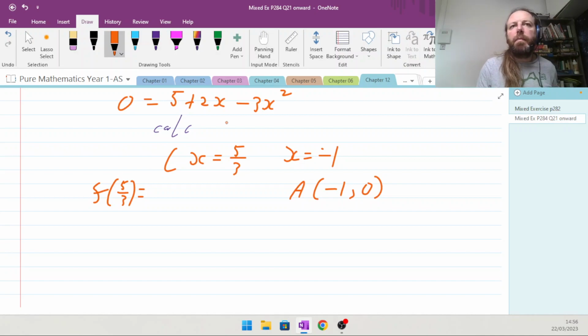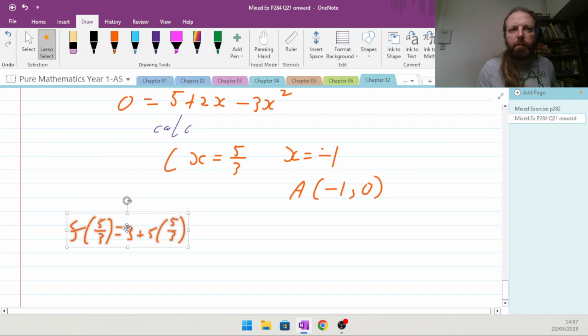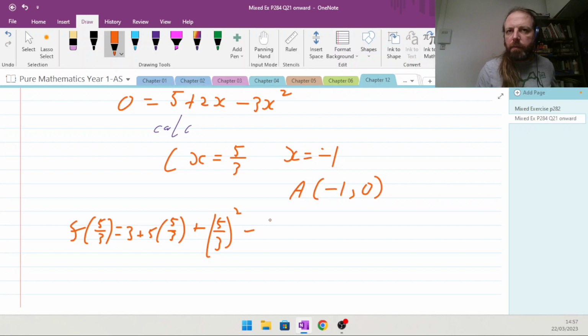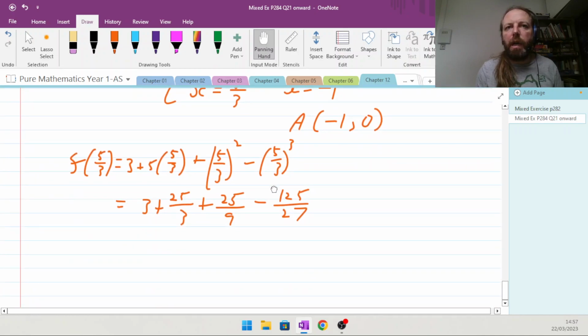Okay, what were we on? Not 3 but 5. 3 plus 5 times 5 over 3, give myself some room, plus 5 over 3 squared minus 5 over 3 cubed, which becomes 3 plus 25 over 3 plus 25 over 9 minus 125 over 27, when you square and cube all of those things out.